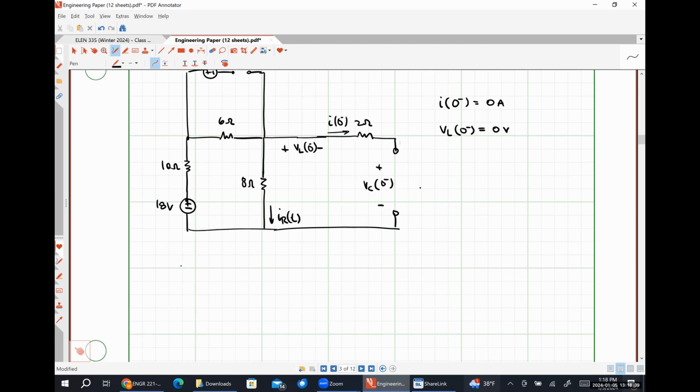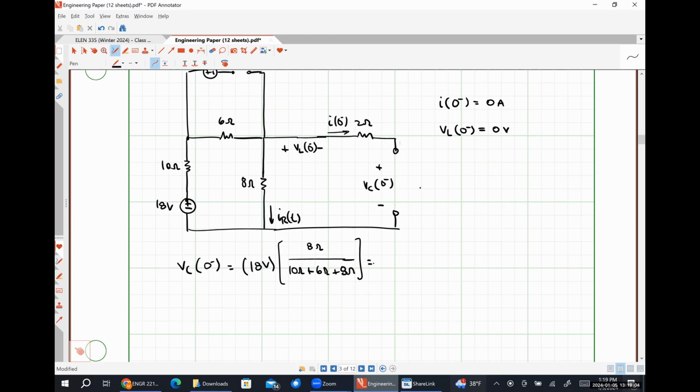So VC at 0 minus, if I'm thinking about this correctly, which I believe I am, but we all know I make mistakes, should be 18 volts times 8 ohms over 10 plus 6 plus 8. So where did my calculator go? 18 times 8 divided by 10 plus 6 plus 8.